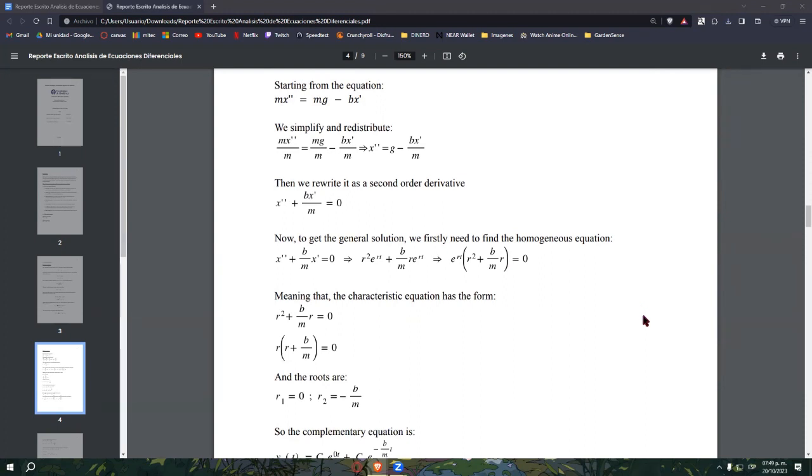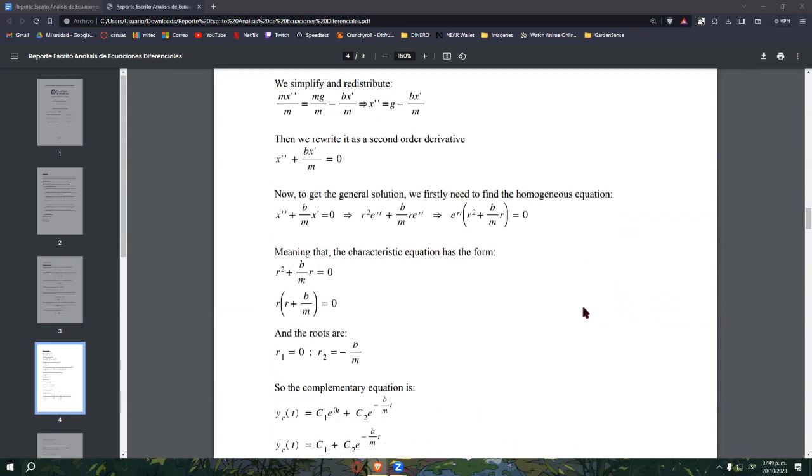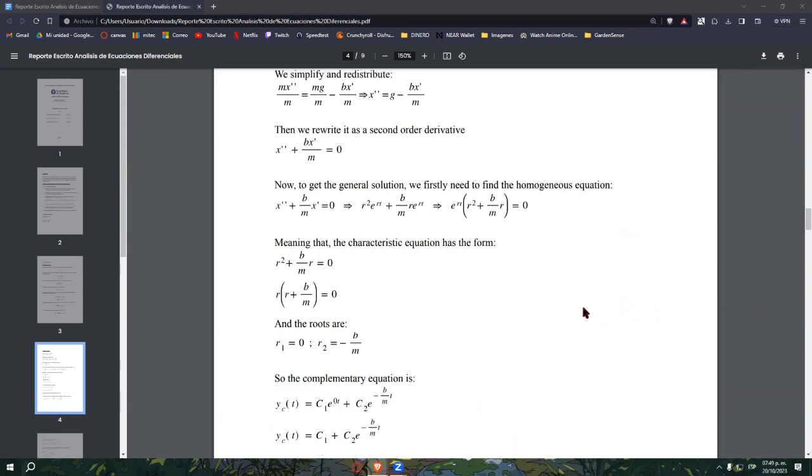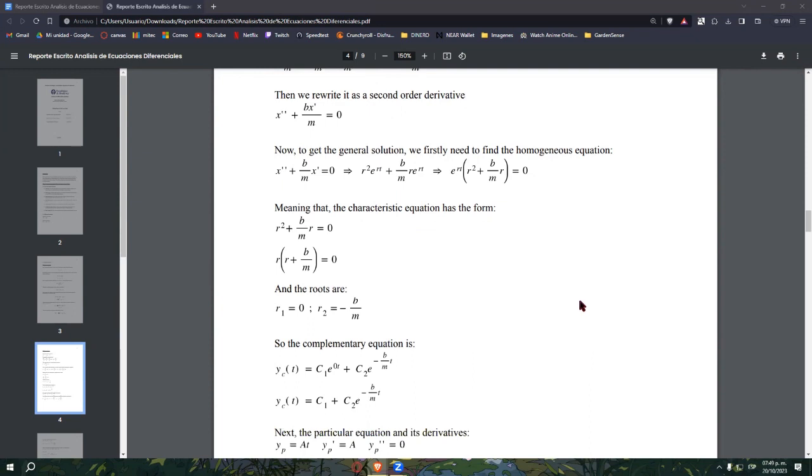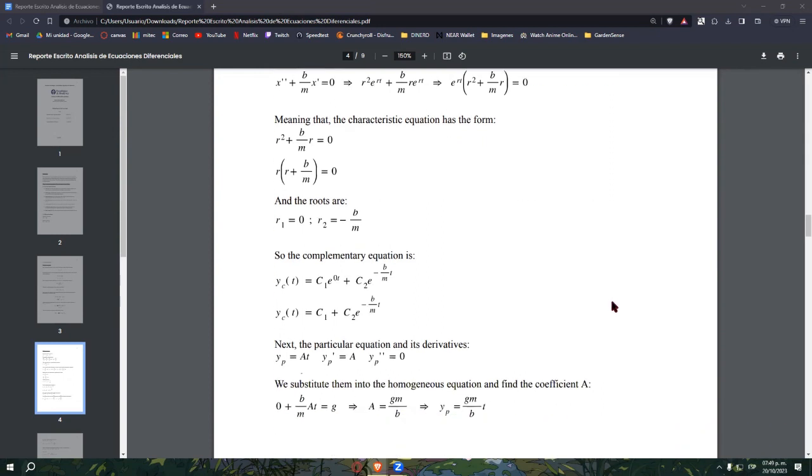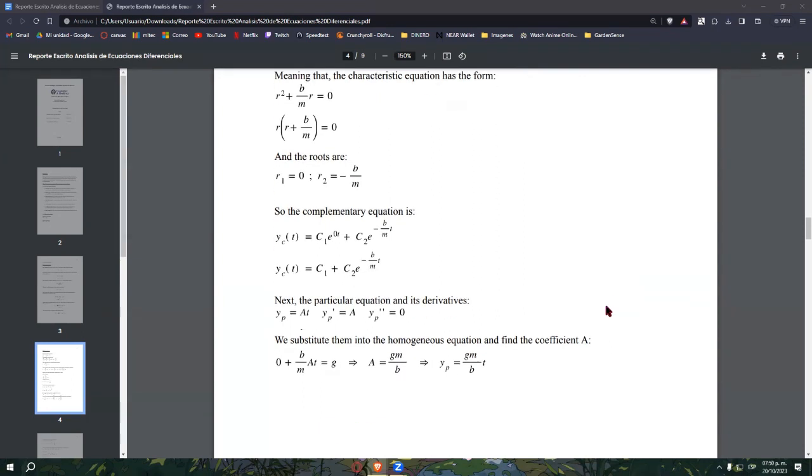After that, the characteristic equation had the form of r squared plus b divided by m r equals 0. So we factored r and find that the roots for r are equal to 0 and minus b divided by m. For that, then we have to do the complementary equation, which is the one shown there. Then we get C1 plus C2 e to the minus b divided by m t. So after that, we have that the particular equation and its derivatives are the ones that are shown there, yp, yp prime, and yp double prime.